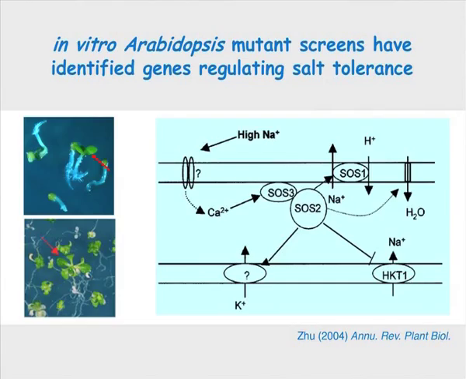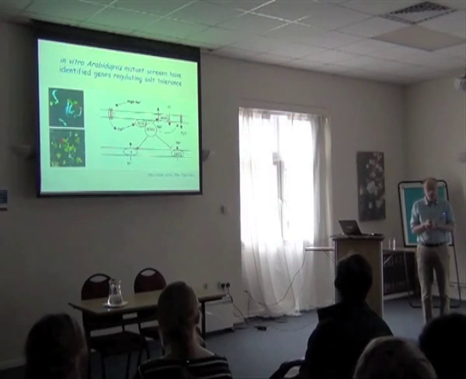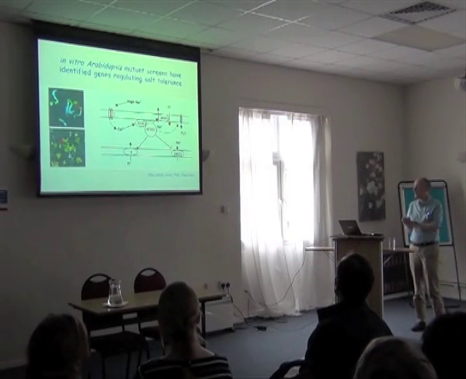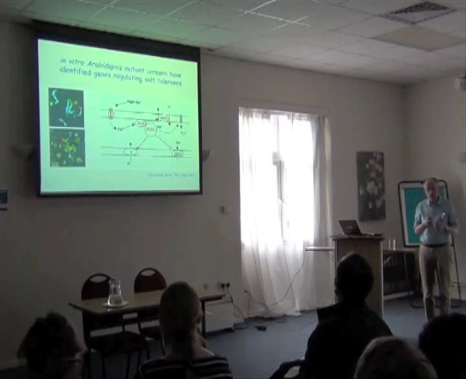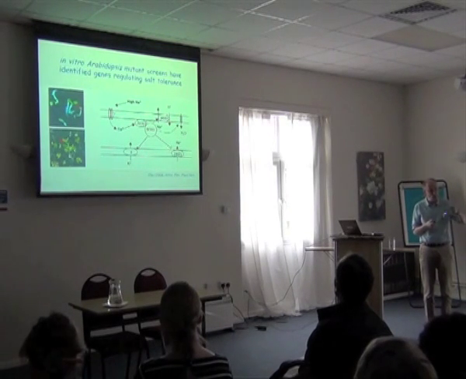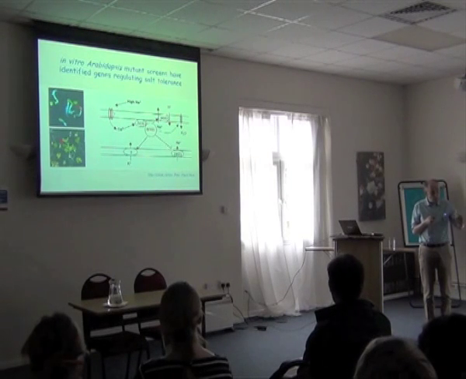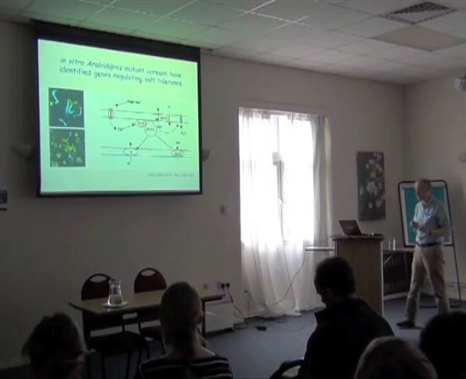So we know, for example, about this system called SOS1, SOS2, and SOS3. These are proteins that we have now genetically identified that exist in the cells of plants that control the way in which plants deal with finding themselves in a high salt environment. And in many cases, like SOS1, for example, and also another protein called HKT1, these proteins are transporters. They affect the way in which the plant transports the ion, the sodium ion, from outside into the cells of its plant body.